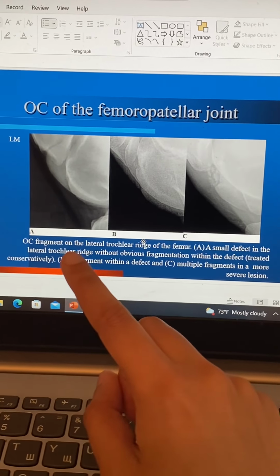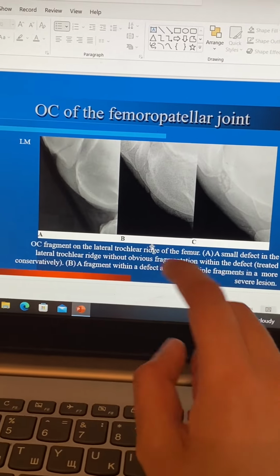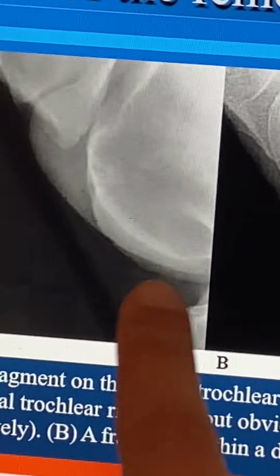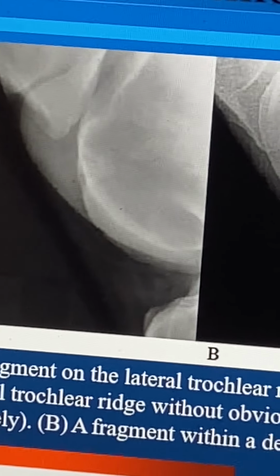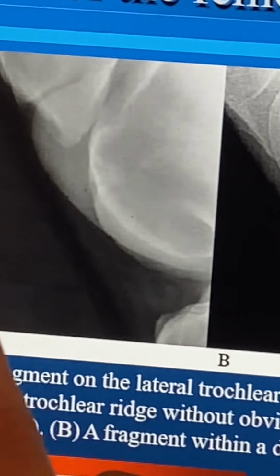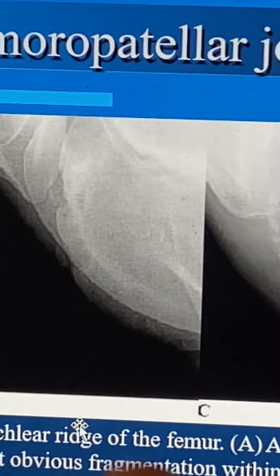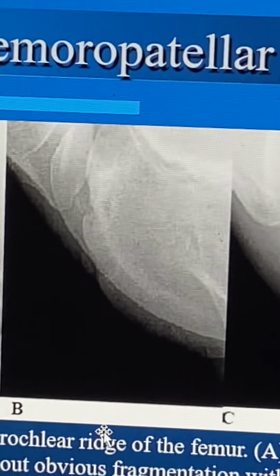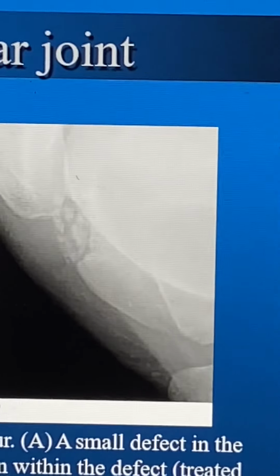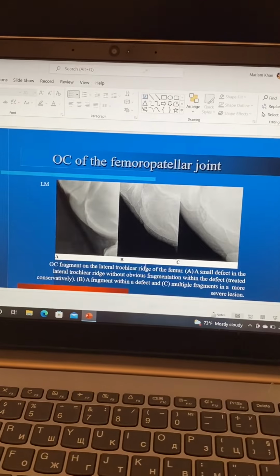Well, here it's mentioning you have fragments on the lateral trochlear ridge of the femur. Here, so everything's a bit different. You'll see just like a small defect in the lateral trochlear ridge, and you won't see any obvious fragmentation within the swelling. And you would probably treat that conservatively. Now, you can see a fragment in the defect, and here you have multiple fragments in a more severe lesion.